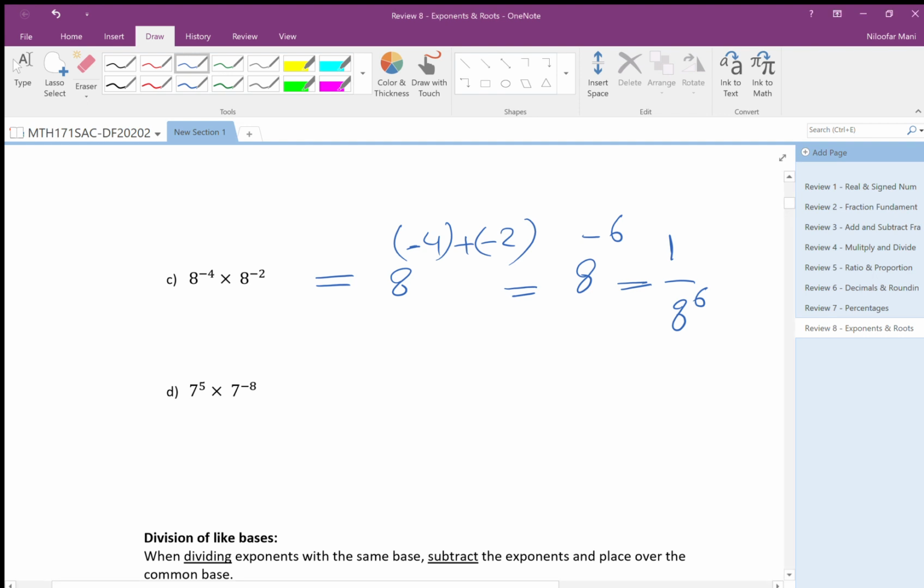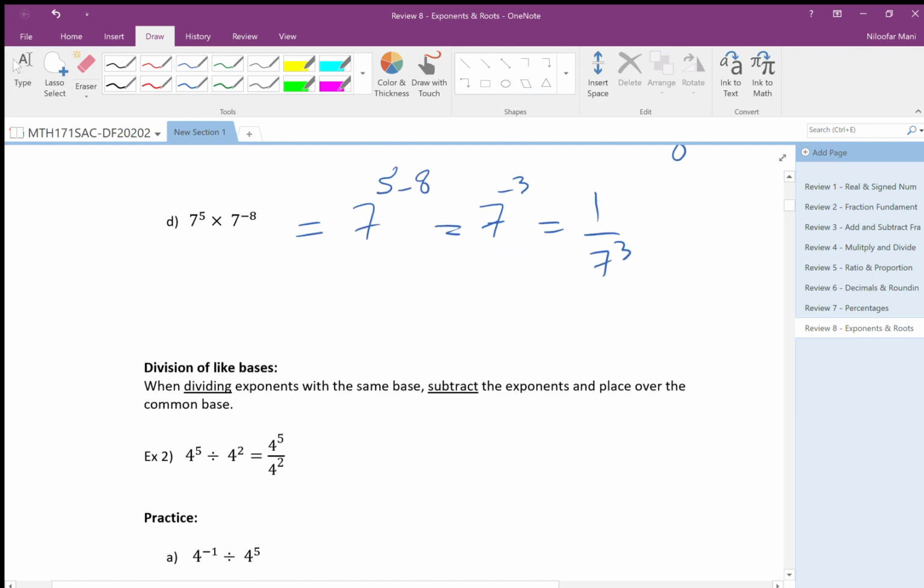Okay, so 7, 5 minus 8. That's subtraction. Between 5 and 8, what is the difference? 3. Which one is the larger? 8. What is the sign? Minus. So the answer is 7 power minus 3, which is 1 over 7 power 3, 7 cubed. Okay, so how about division?